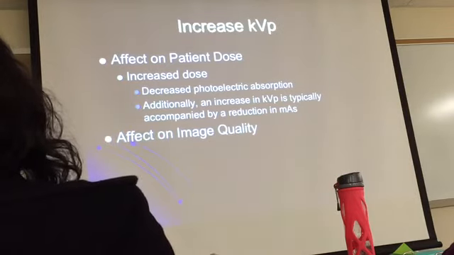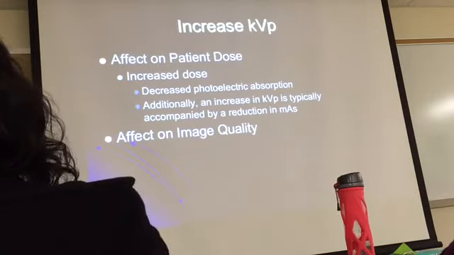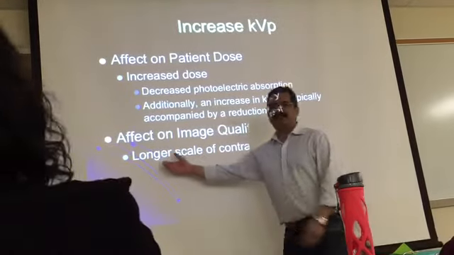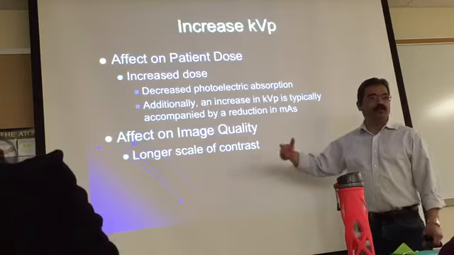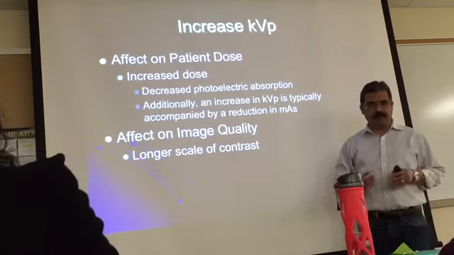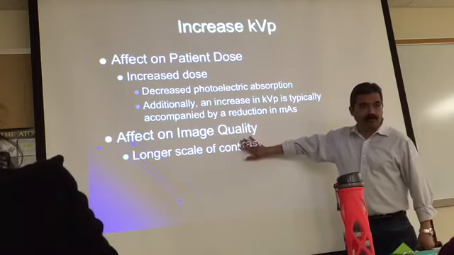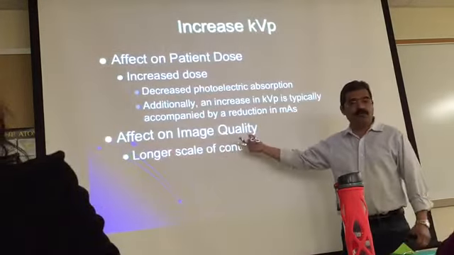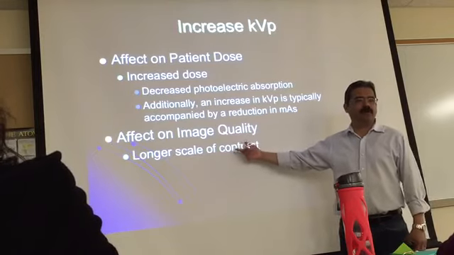All right, effects on image quality. When you increase kVp, you're going to have a longer scale of contrast, which means more shades of gray. So you're changing contrast here. At the same time, I told you before, you also change quantity, which will change what?